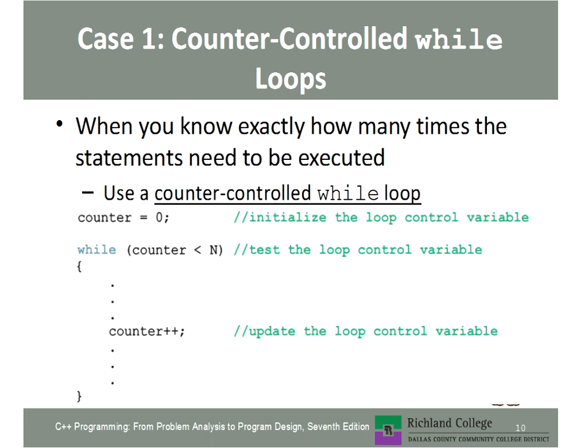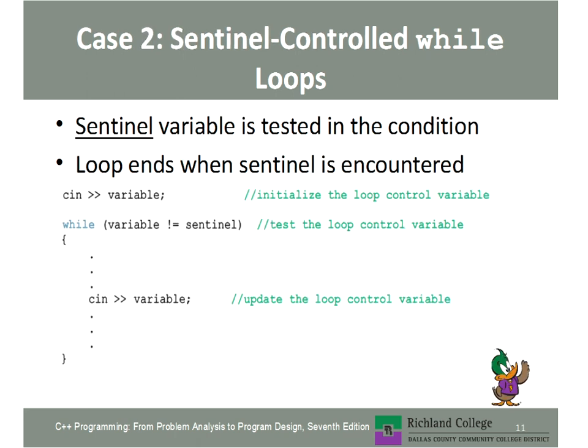So the main idea is that you need to think about the initialization, the initial value. Then you need to look at the expression, and then you need to look at the update. So here the counter equals 0, and then counter less than n is the expression, and counter plus plus, we're updating the counter, and the counter is the loop control variable, and we usually do that at the end.